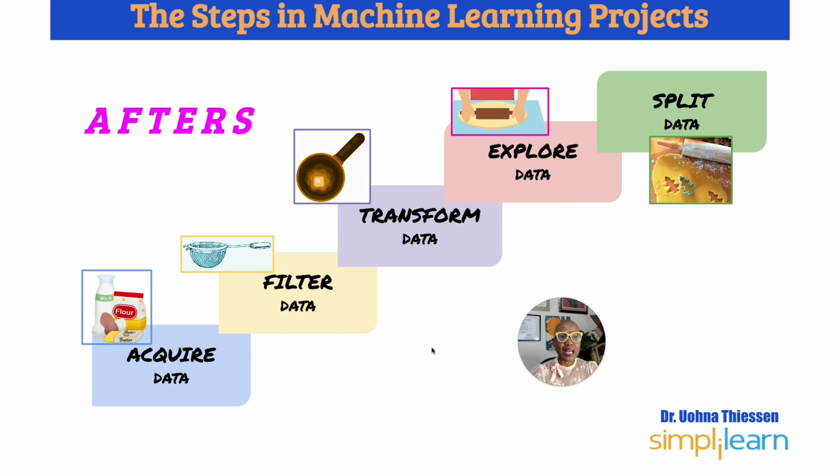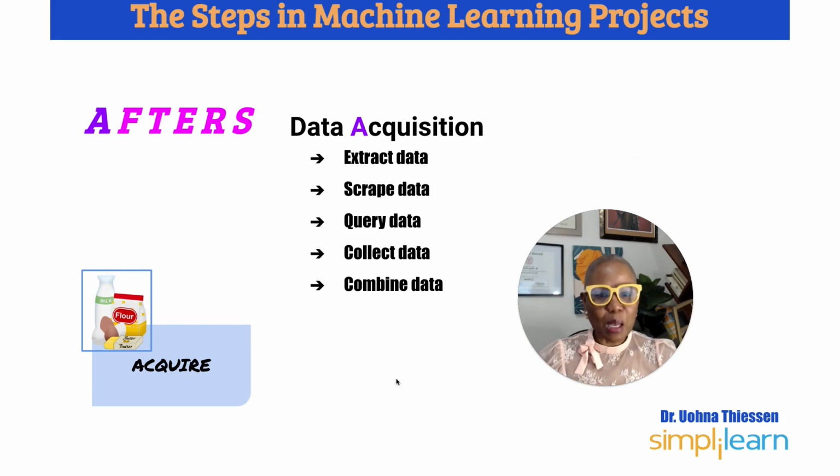Here I have my lovely acronym that is supposed to help you remember the steps involved in machine learning. In any machine learning project, you need to acquire data. You need to filter said data, then you transform the data, and you explore the data. This is where you get an understanding of your data. And finally, you're going to split the data. There are two sets of splitting, and then the data will be ready to be put into the algorithms for modeling.